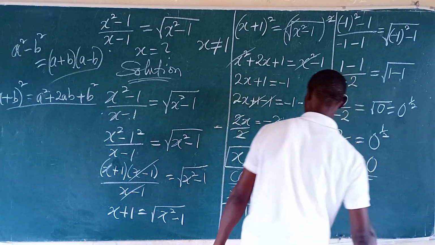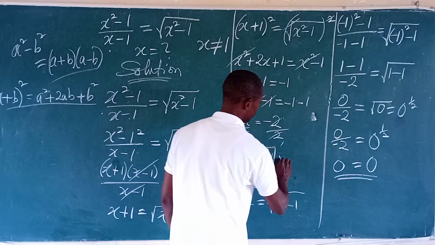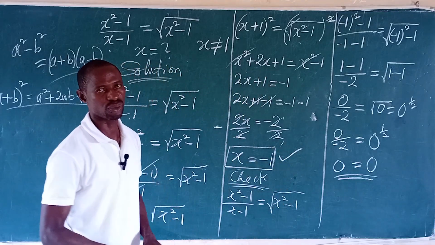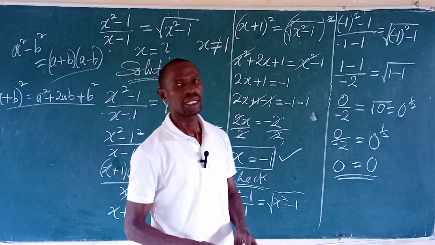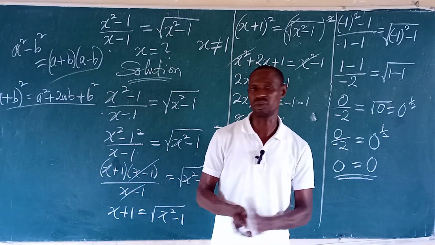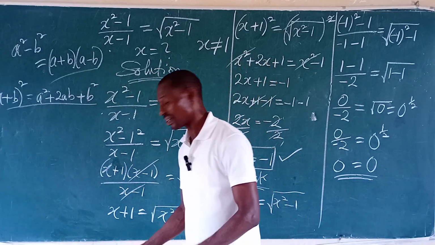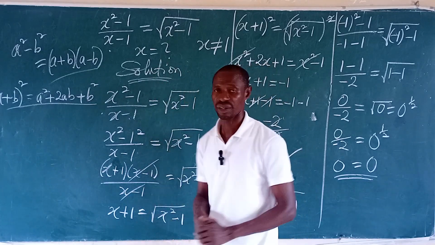So what does that imply? It means that the answer we solved for, or the root we solved for, x equal to minus 1, actually satisfies the original equation. So this is how you solve and verify radical equations of this kind.